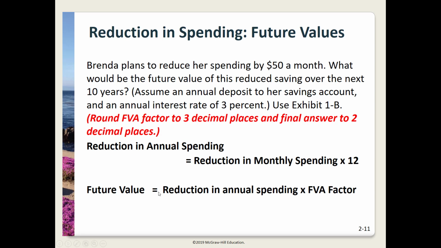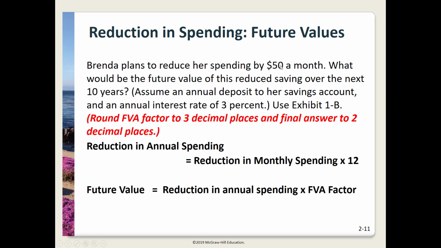Next, we're going to be looking at reduction in spending in terms of future values. Brenda plans to reduce her spending by $50 a month. What would be the future value of this reduced saving over the next 10 years? Assume an annual deposit to her savings account and an annual interest rate of 3%. We're going to be using Exhibit 1B. So we'll have to think about this in pieces.